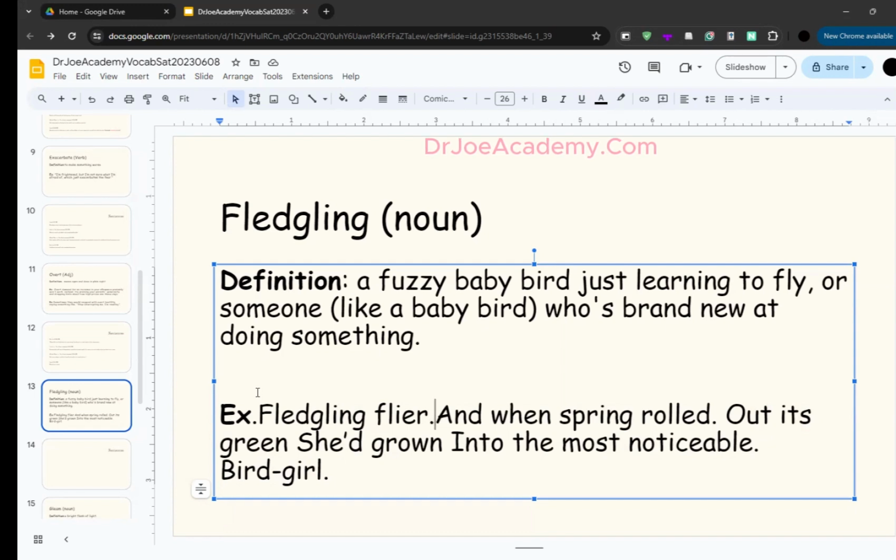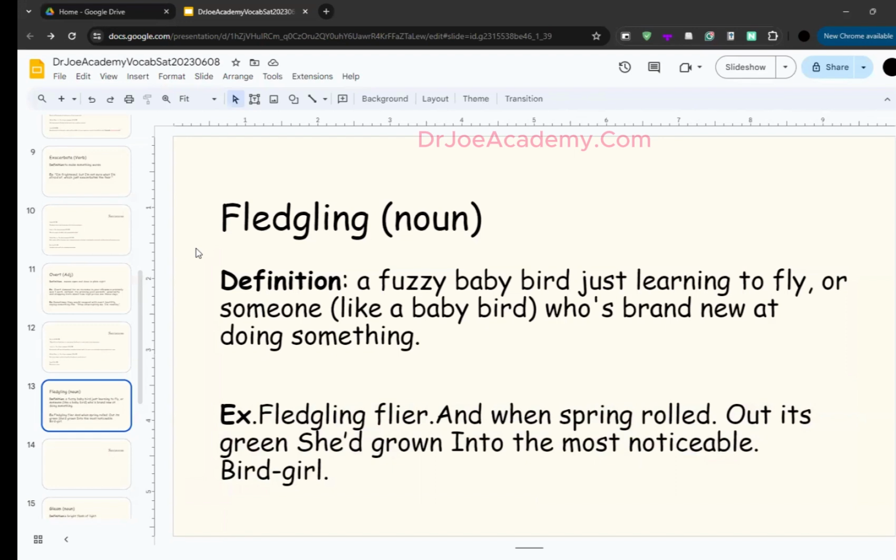So this can be used in two different ways. One way is the word fledgling can be used to literally describe a little baby bird who is learning to fly. But the second way is kind of like a metaphor, and it is describing someone who is brand new at doing something. So it could be a hobby, a sport, or anything like that. If they are brand new at it, then they are a fledgling. So it's a noun and it is a person or an animal, a fuzzy baby bird.